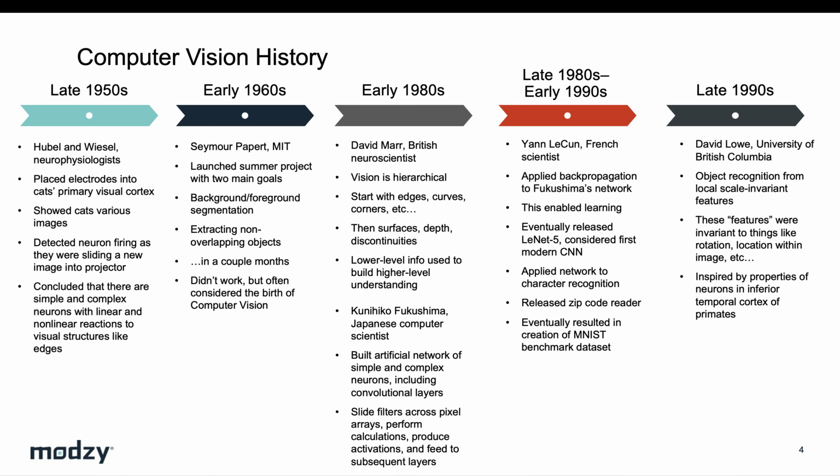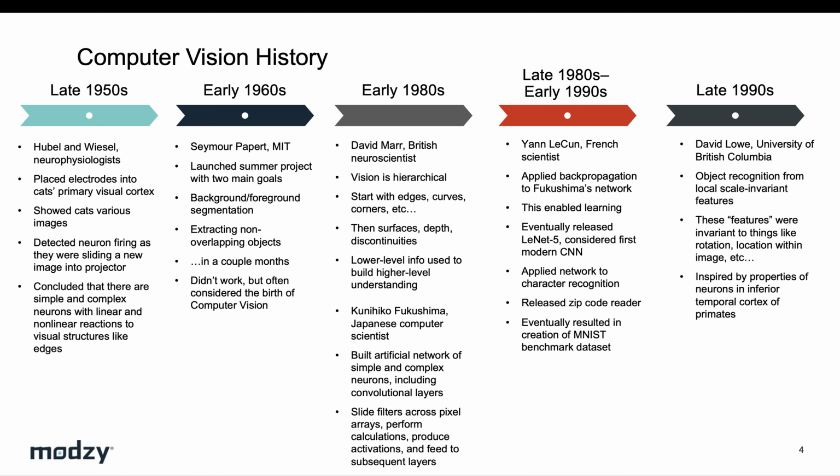Let's move to the early 1960s. An MIT professor, very ambitious professor, I should say, launched this summer project with kind of two main goals. The first goal was, he had a group of students and he said, all right, you've got a couple of months, figure out a couple of things. First, can you come up with a platform, an algorithm to kind of segment in a general fashion across different types of images, foreground objects versus background objects? And second, can you extract all of the non-overlapping objects from within the image? And again, in a couple of months.